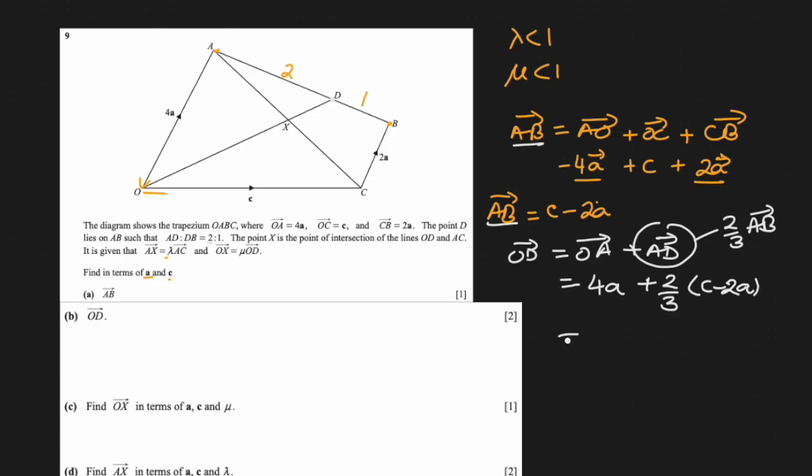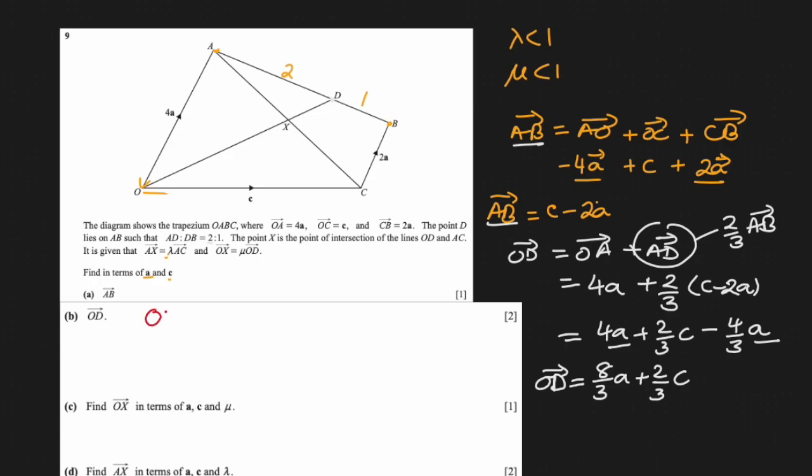So just simplify this now. 4A plus 2/3 of C minus 4/3 of A. And this A and this A can be combined, so it becomes 12 minus 4, 8/3 of A plus 2/3 of C. That is OD in terms of A and C. Find OX in terms of A, C and mu. So OX, they've already given OX is mu times OD.